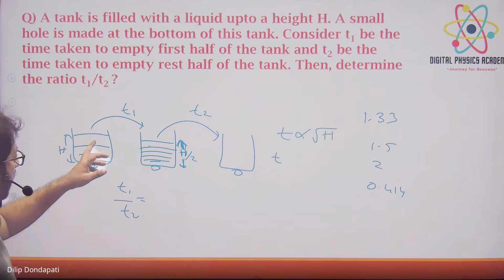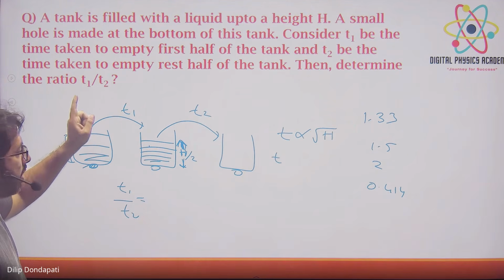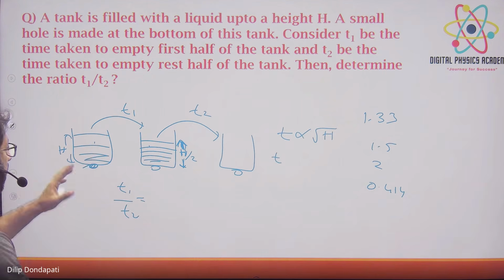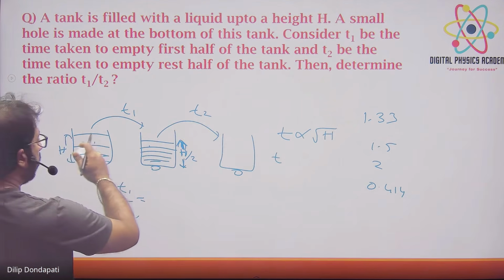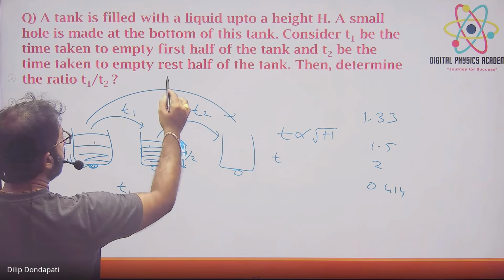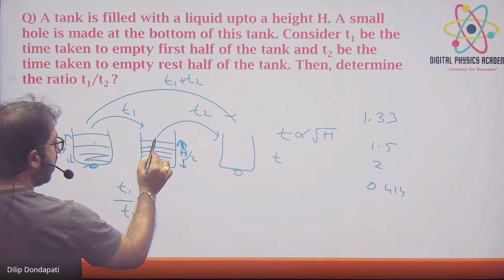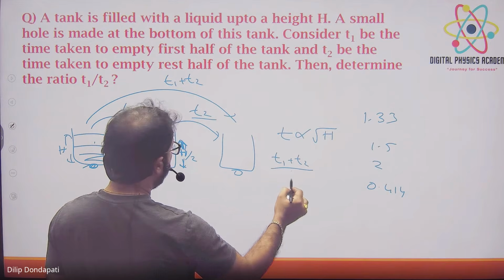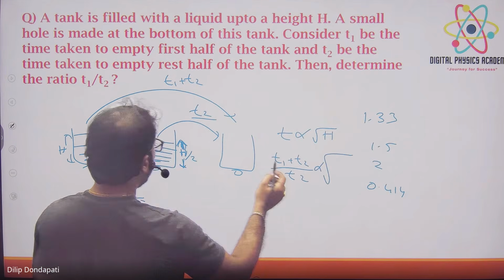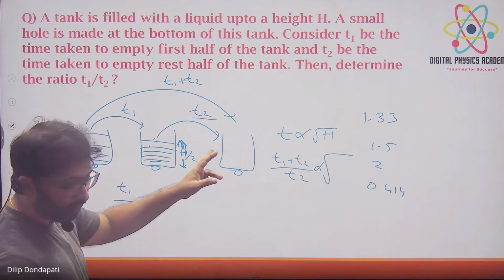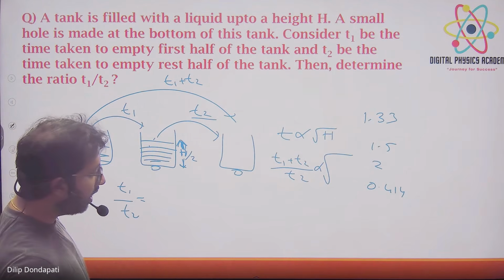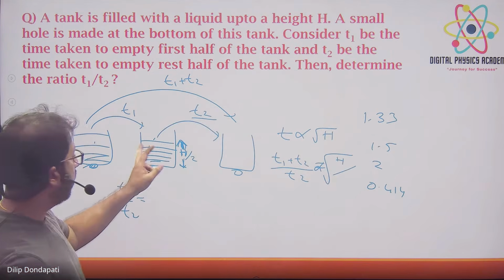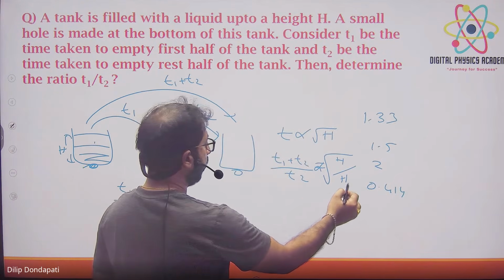Okay, look, this time we should not take. Why? I told you to take the time taken to empty the tank, not this. How much time does it take to empty the tank? That is t1 plus t2. And from here to here, for the empty tank, you should take t2, right? So t1 plus t2 by t2 is proportional to under root H1 by H2. H1 is how much? H, right? H by H2. Now solve.